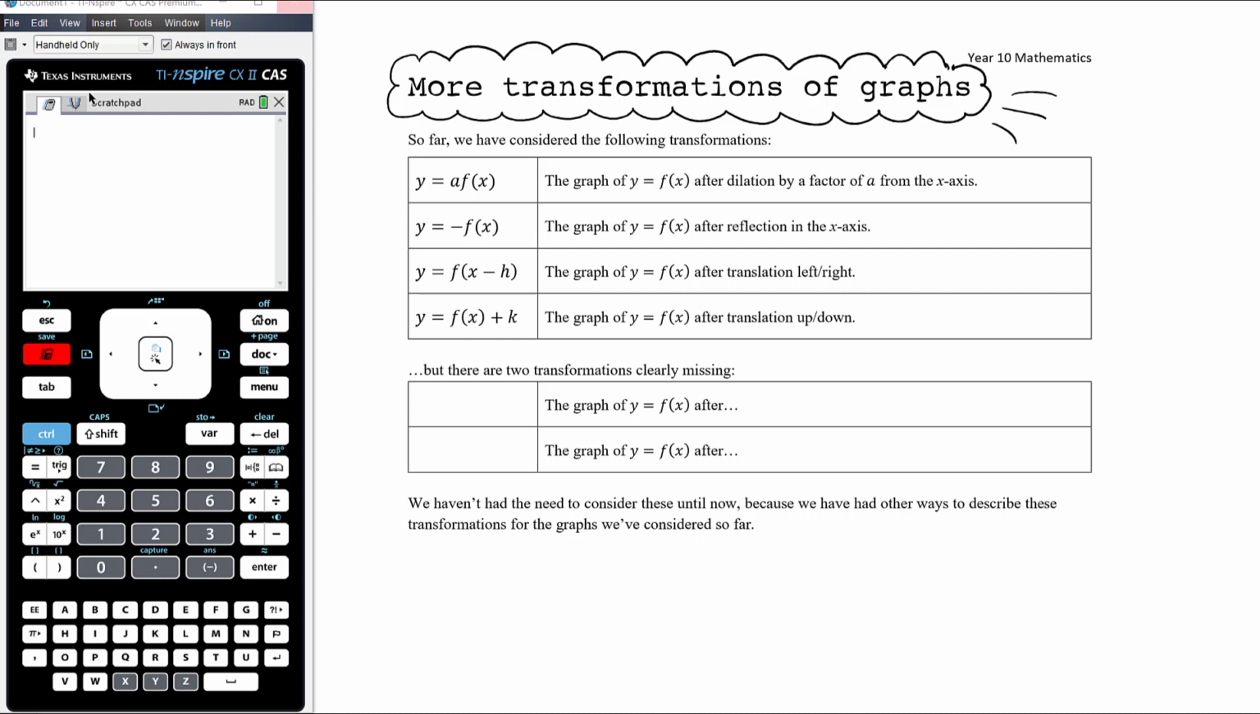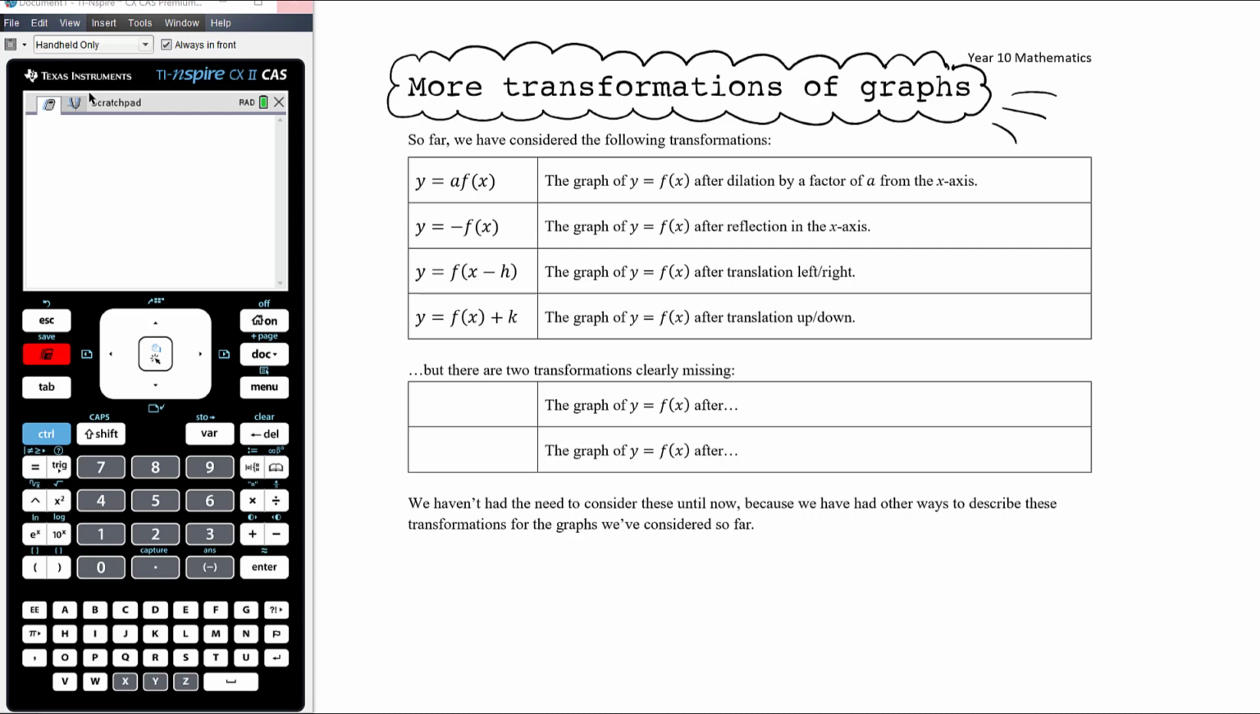And when you get further down the track to things like the square root function, the circular functions, various other functions, we need to be able to think about two further transformations that we haven't had to think about before now. So the four transformations that we're familiar with are listed up the top here.